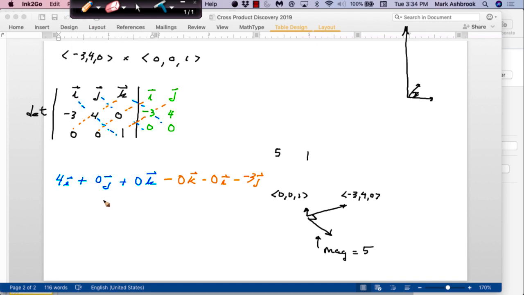So what's our cross product? 4i. Does that vector confirm the conclusions we made about the cross product before? So what were the conclusions we made? Magnitude 5. Does it have magnitude 5? Check. And then does it point into the first quadrant? Yes, check. Direction, first quadrant.